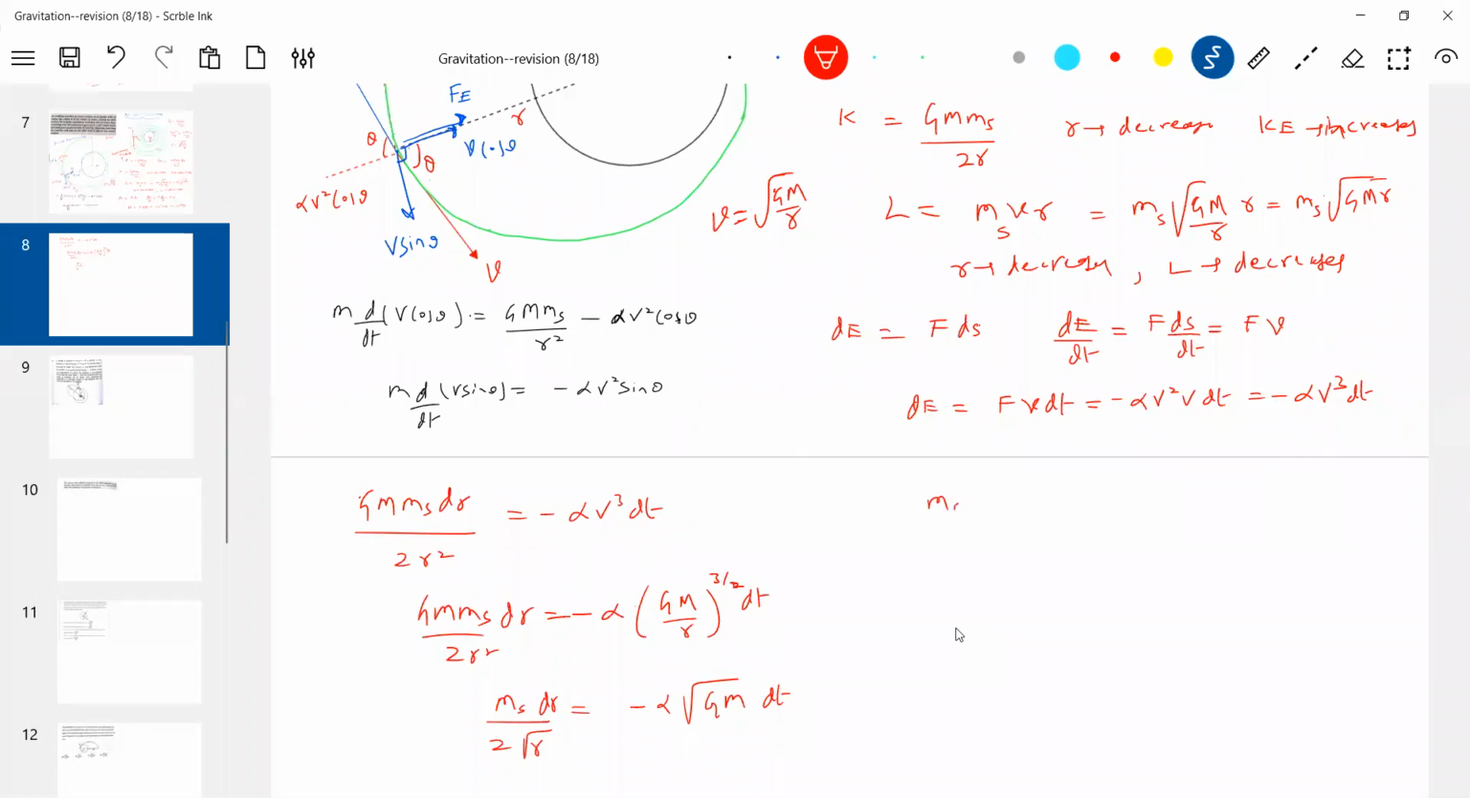Now the expression will be ms by 2, r to the power of minus 1 by 2 dr, equal to alpha root G M into dt. What should be the limits I should go for? The initial distance is eta r, and the final is r, since finally it strikes the surface of the earth. I'll write the answer, you check it later.